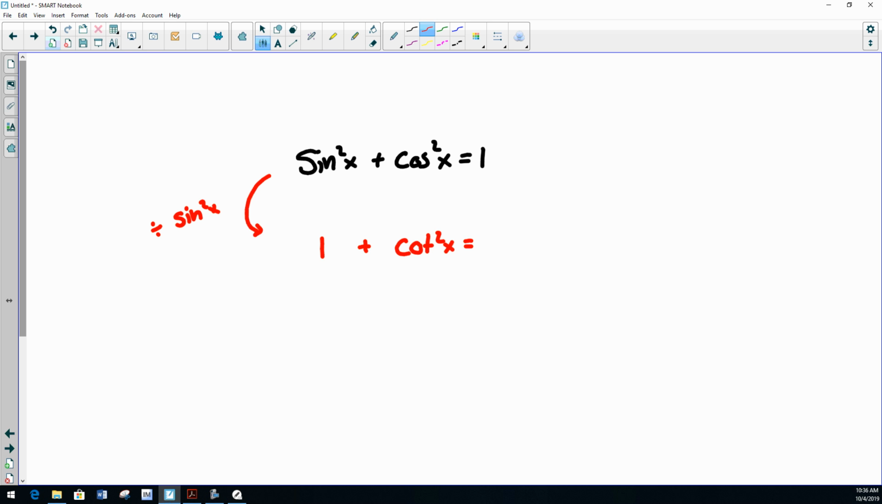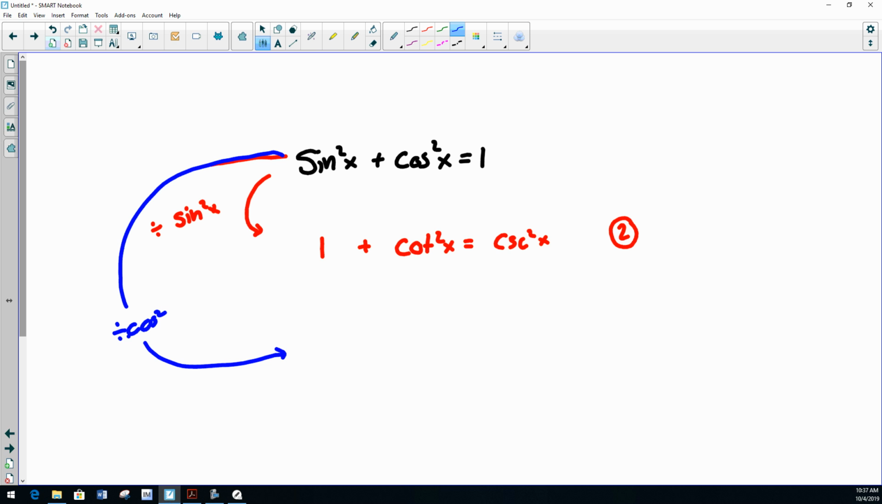Okay, so this is number 2. This is the one last year's teacher would have given you, right? We're going to go back up to the original, and what do you think we're going to divide by this time? Yep. We're going to divide everything by cosine squared. Sine squared divided by cosine squared, that's your tangent squared. Cosine squared divided by cosine squared is 1. 1 divided by cosine squared is secant squared. So truly, if you know the first one, you know all 3 of them, okay?